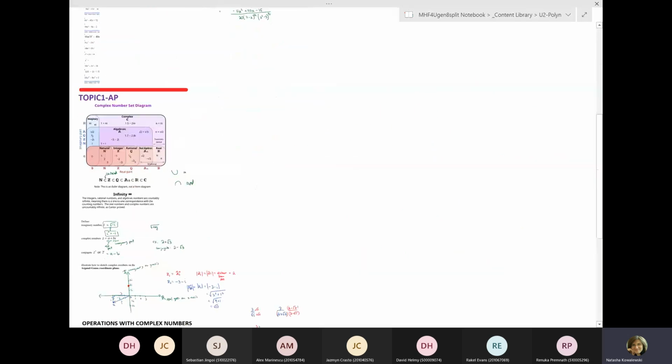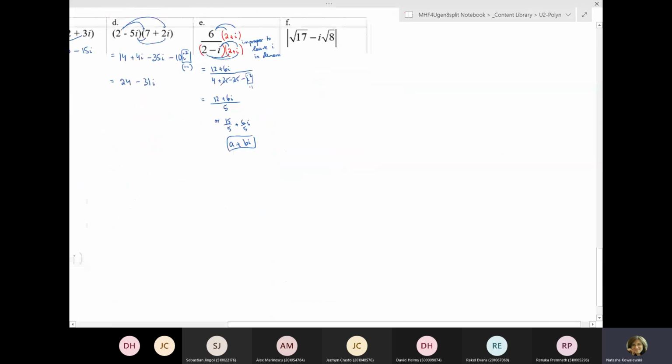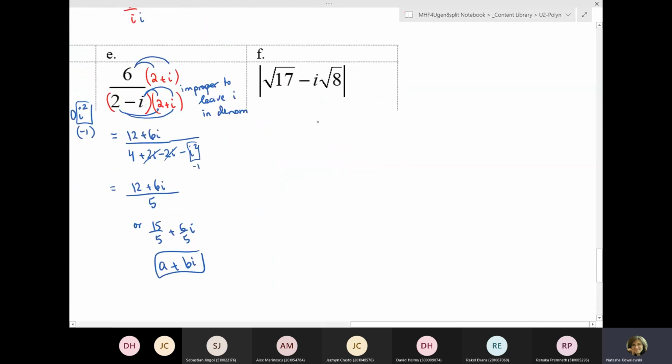Oops. This is my last question. So in this situation, I need to visually maybe show you. We're going to have root 17 maybe somewhere over here and negative root 8 maybe over here with an i. So this is the dot. We're looking to find the length of this line from the origin. In order to do that, I need to see my triangle. So my triangle would be size root 8 here and size root 17 here.